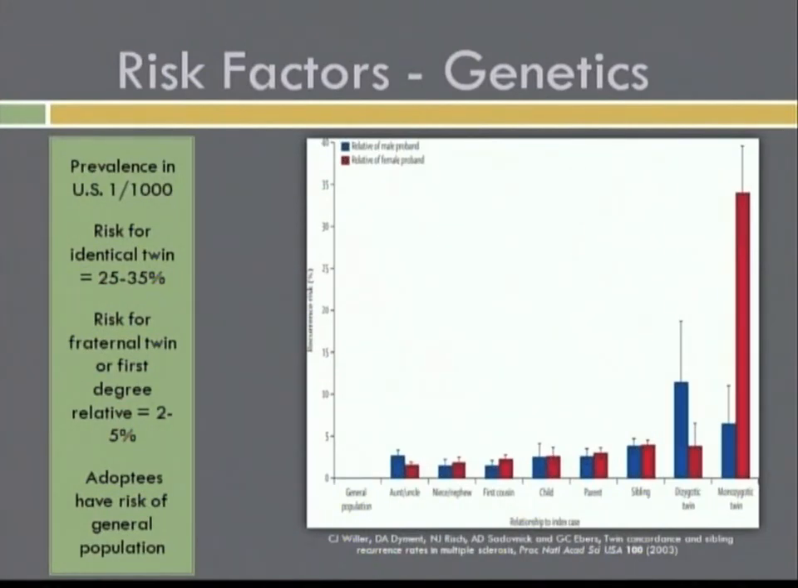And if a person is adopted into a family, they have the risk of the general population. So it's not just living in the same family that causes the risk for MS to increase. It actually is some shared genetic information.